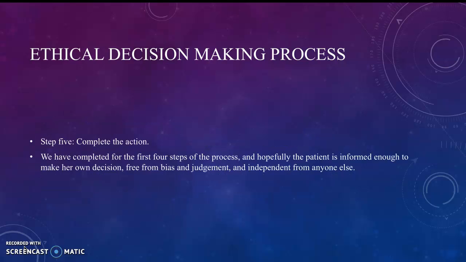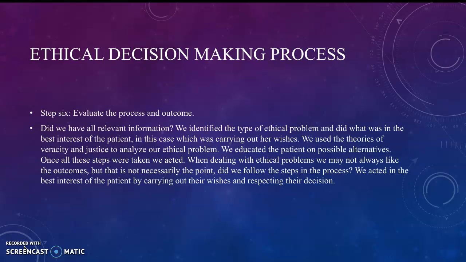Step 5, complete the action. We have completed the first 4 steps of the process, and hopefully the patient is informed enough to make her own decision, free from bias and judgment, and independent from anyone else. Step 6, evaluate the process and outcome. Did we have all relevant information? We identified the type of ethical problem and did what was in the best interest of the patient. In this case, which was carrying out her wishes.